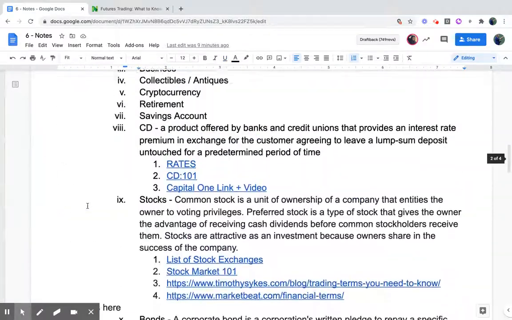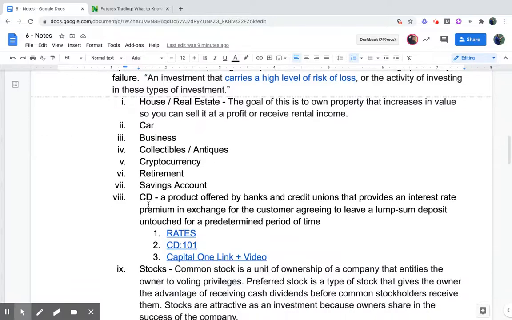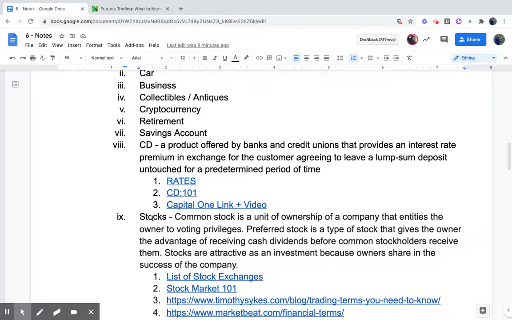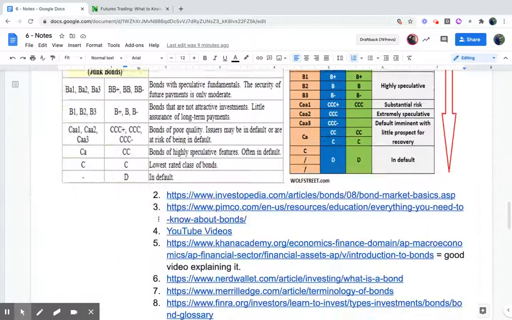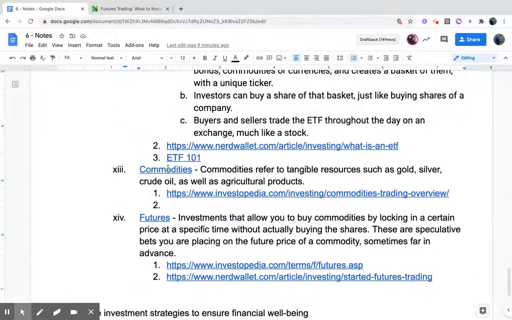Okay, so let's just review real quick. We talked about all these, a lot of speculation. Any asset you can own that might grow old and grow money. We talked about CDs, houses, stocks, bonds, mutual funds, ETFs today, our commodities, and our futures.